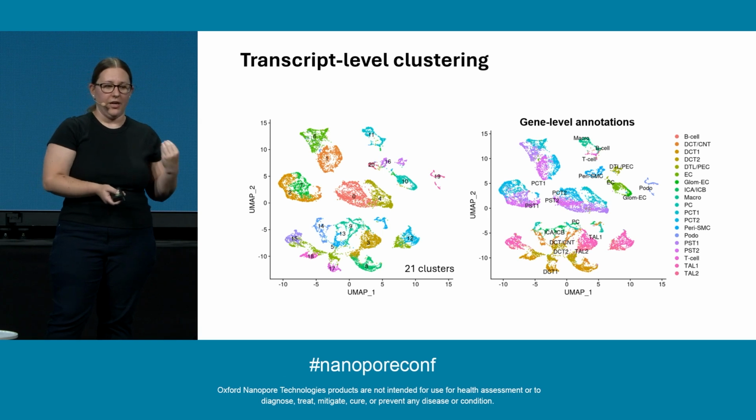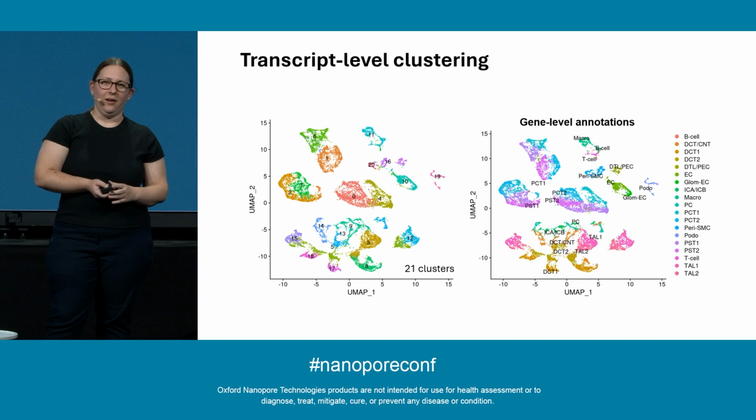And as you can see, each gene cluster is spread across different transcripts and vice versa. One transcript cluster actually identifies different gene cell types. And again, I haven't delved too much into this, but this is a really interesting area for us to start to define the transcript level landscape of kidney.